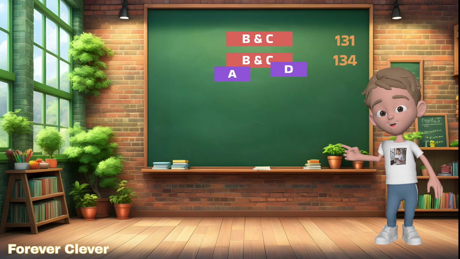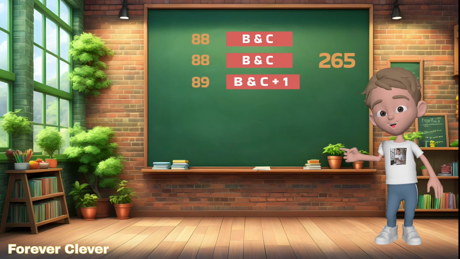All these blocks together sum up to 131 plus 134. Do you see the answer forming? If we take 3 red blocks plus 1, it equals 265. This means that one red block represents 88 students, indicating that classes B and C combined have 88 students.